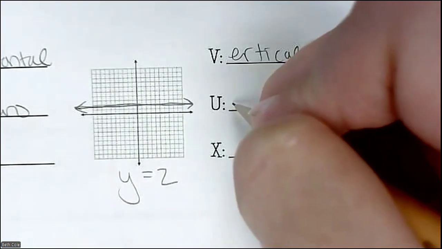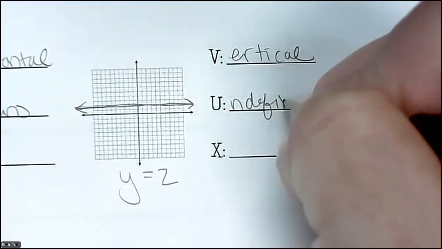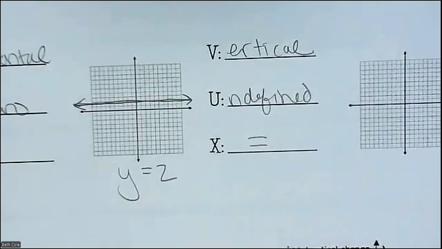Undefined. And that does stand for undefined. And it's x equals something. All right. So vertical lines, which go this way, have an undefined slope. Remember the little penguin that was like eek? All right. And they are x equals.